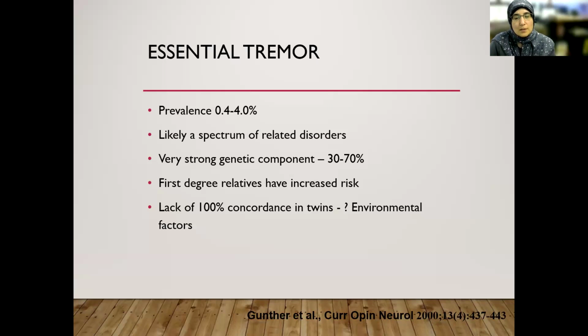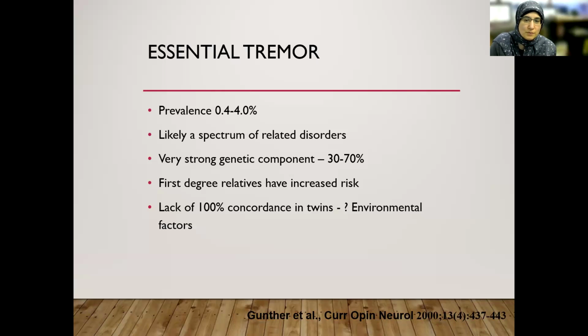So there's an understanding that it has a very strong genetic component, because 30 to 70% of individuals who have this have somebody else in the family who had shaking. The rest of the group do not. Either they are the first one, or there was somebody in the family who had shaking and they're just not aware of it. Similarly, if somebody has shaking, their first degree relatives have increased risk.